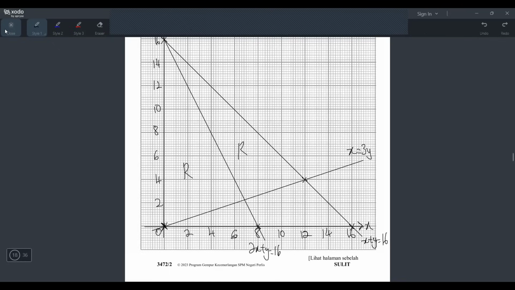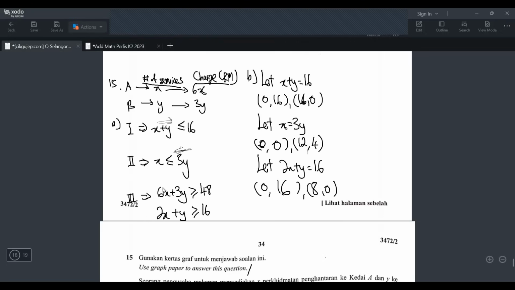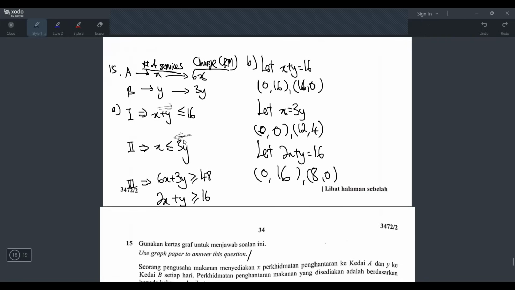It means you have to shade the region that fulfill the three inequalities. It has to satisfy all three. Dia tak boleh satisfy salah satu saja. It has to be these three regions overlap together. The kawasan yang you lorek, the shaded region, will be these three regions overlap punya region. Tiga-tiga pun kena overlap. Baru itu jawapan dia.